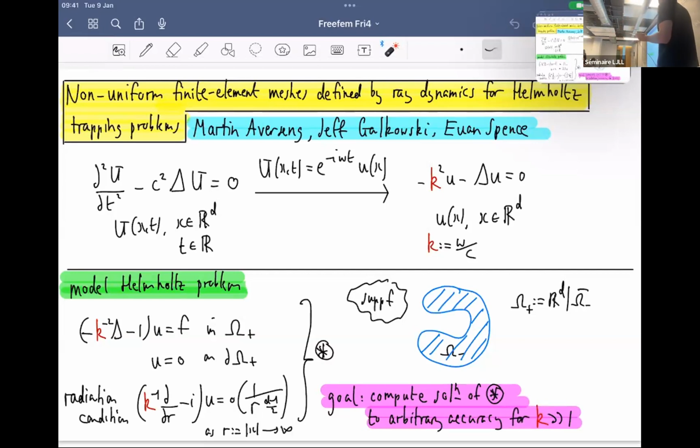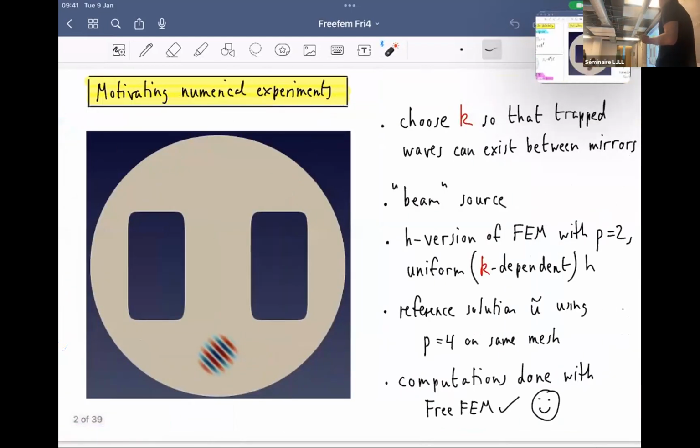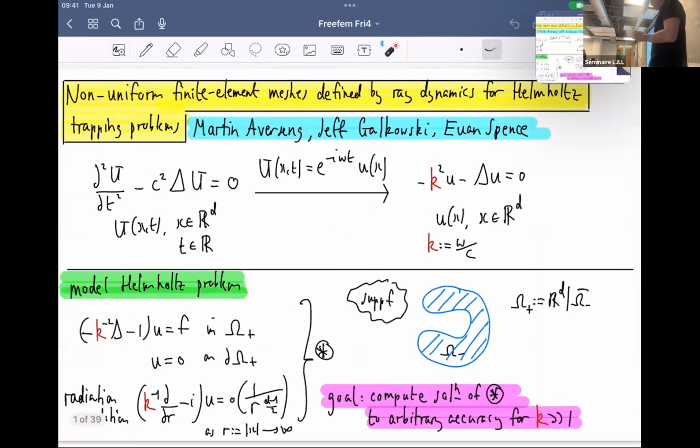Right, and so I wanted, as soon as possible, to put in front of you some pictures. So these are some motivating numerical experiments. And I should say, let's go back to the title. I talked about Helmholtz, and I talked about trapping problems, right? So we've got to pause here before the experiments, and talk about trapping. So how do you tell if an obstacle is trapping or not?